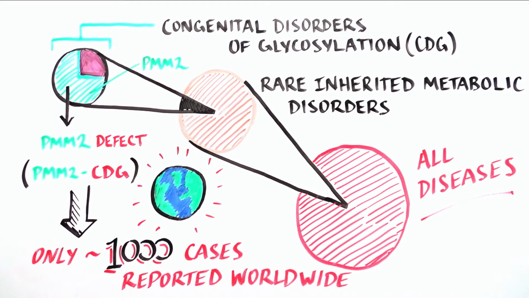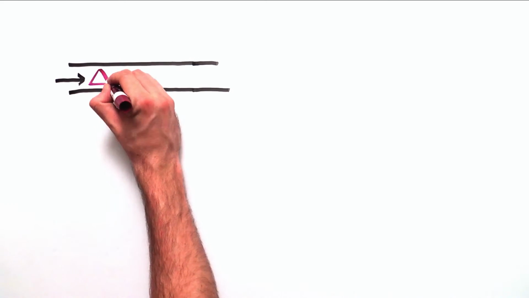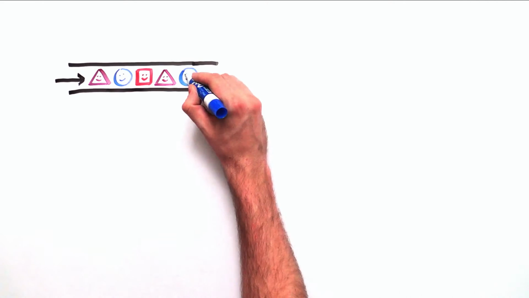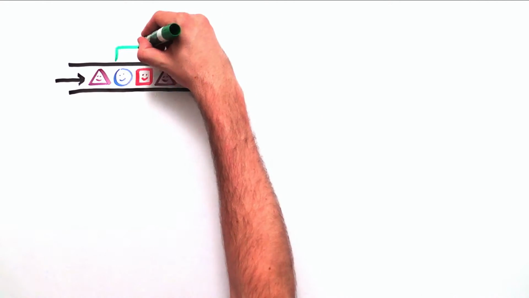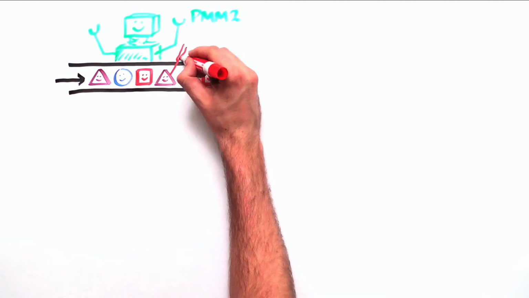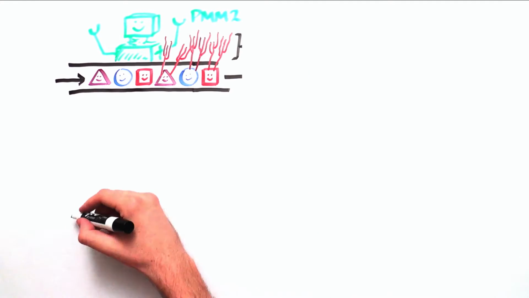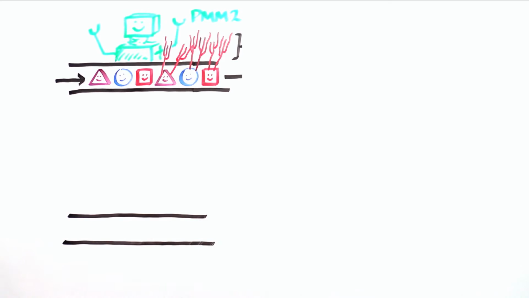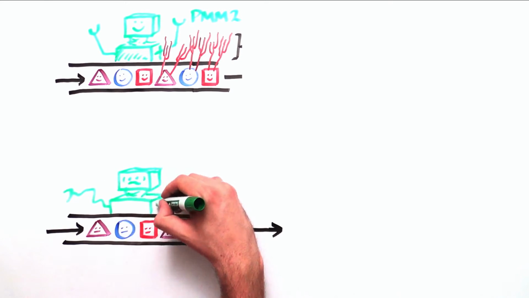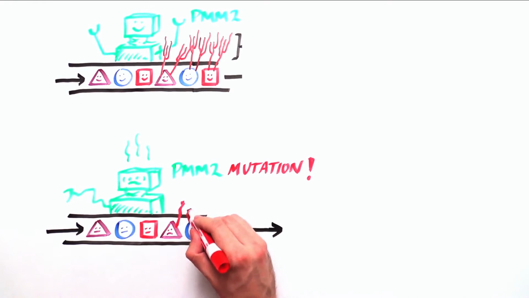The PMM2 protein plays an important role in glycosylation, a complex process that adds sugar trees, or glycans, to proteins inside cells. It helps to think of this process as an assembly line. The PMM2 protein is a builder robot that adds parts to other robots. When the PMM2 robot is not working properly, it forgets to add all of the parts, which causes the robots produced in the assembly line to malfunction.